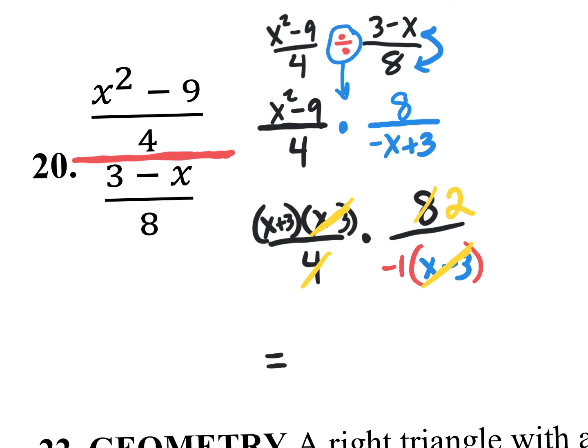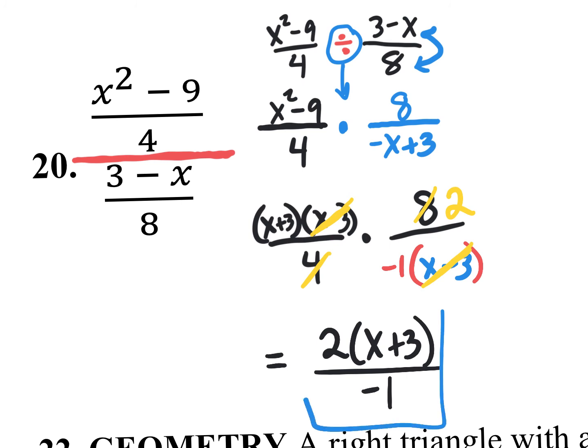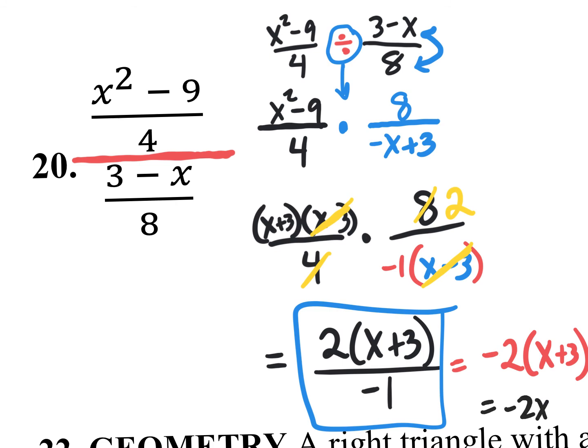So what is our answer here? We have a nice beautiful 2 up on top, and we have the binomial x plus 3 up on top, all over negative 1. This is the correct answer. Now, if you look for this answer on multiple choice, it might not look like that. It might look like this, negative 2 parenthesis x plus 3. Why? Because if you say 2 divided by negative 1, that becomes negative 2, which also could be written as a final answer of negative 2x minus 6. So all of these answers are acceptable.